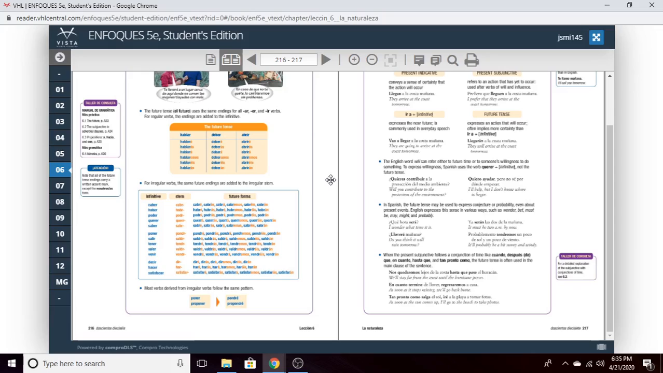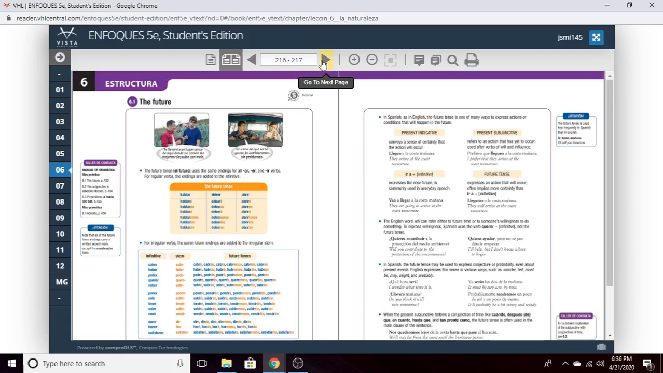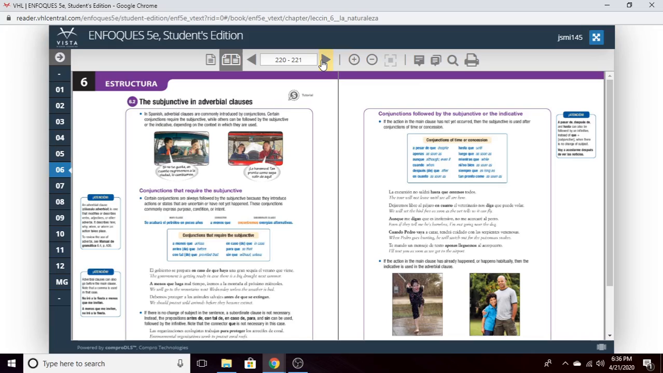There are a few irregulars, which they've given you here. And a way that you can kind of remember these is this first box drops the E from the infinitive. This set drops the E and adds a D. And then this one is just irregular. So the future tense are things that you will do. Have you ever heard that expression, que será, será? Whatever will be, será.